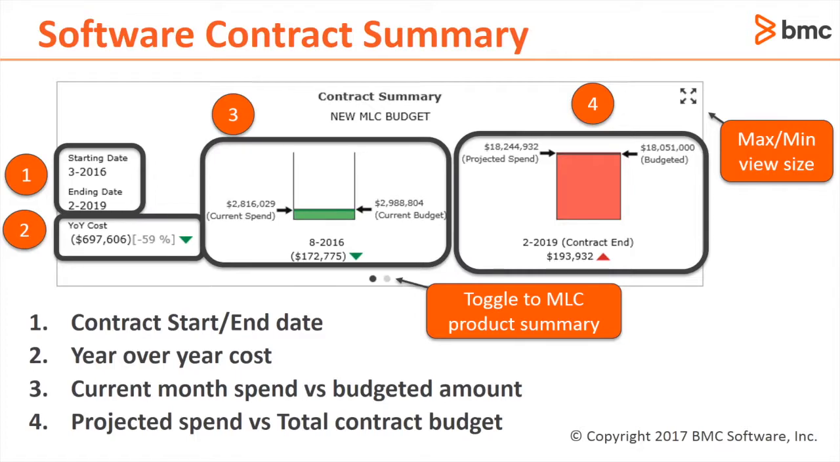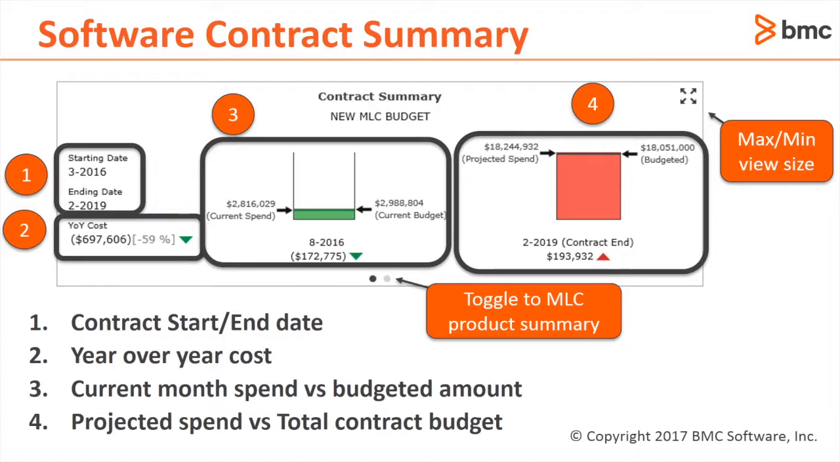Highlighted as 4, we have the projected spend versus total budget. The amount indicates the total MLC product spending from the start of the contract through the end of the contract. The amount includes the sum of both actual and projected cost amounts. The bar chart indicates the cumulative volume level of both the total projected spending and the total budgeted amounts. Note there's a control button to maximize or minimize the chart view.